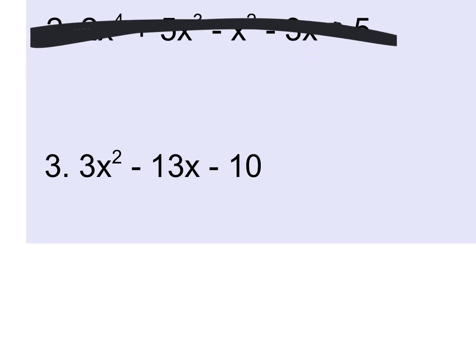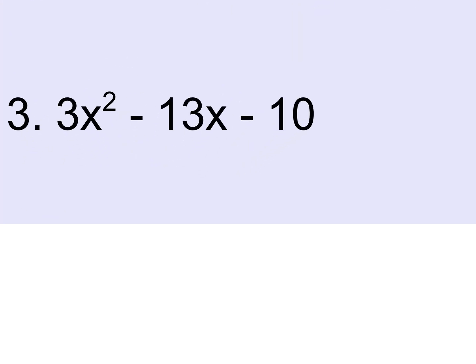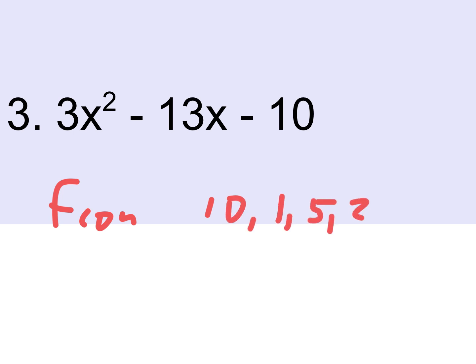All right, on this one, would you please figure out the FCON over the FCO? Problem 3. Leave me a list of the FCON. 10, 1, 5, 2. I like them in order, but it's not illegal. Okay. I think he's got all of them. Over what's the factors of the CO?